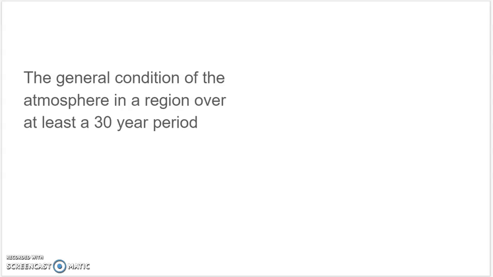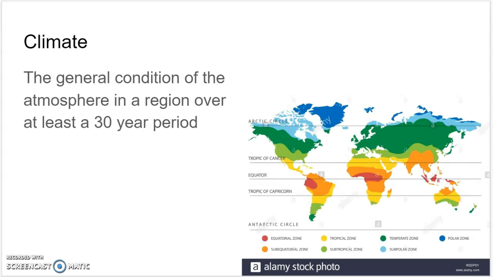Now, what do we call the general conditions of the atmosphere that occur in a region over at least a 30-year period? It takes at least 30 years to change the climate, to determine the climate. And so climate creates things like deserts, and if you're a desert, you kind of stay a desert, right? It creates forests, and if you're a forest, you kind of stay a forest. Unless, of course, man comes down and chops down the forest, but people are bad that way.